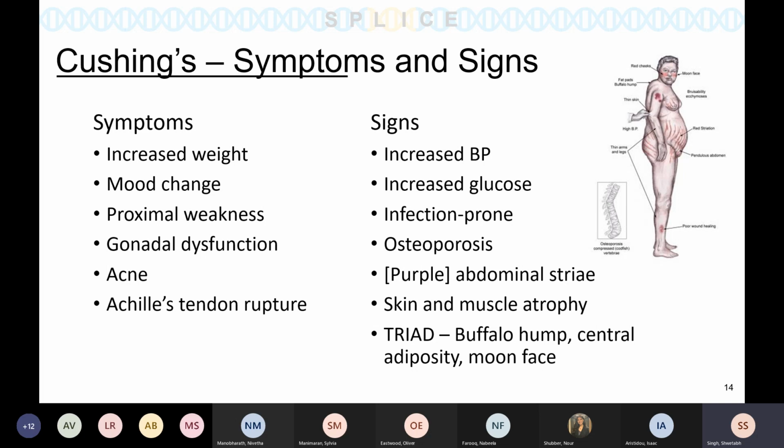Alternatively, in your OSCE, you could get given pictures of people with abdominal striae or a triad of buffalo hump, central adiposity, moon face. Obviously, these are politically incorrect words, but just for the purposes of your education, it's a nice way to try and remember what's happening there. And it's good to recognize these, the things you should be spotting in your stem to guide you towards a Cushingoid picture. Okay, next slide.